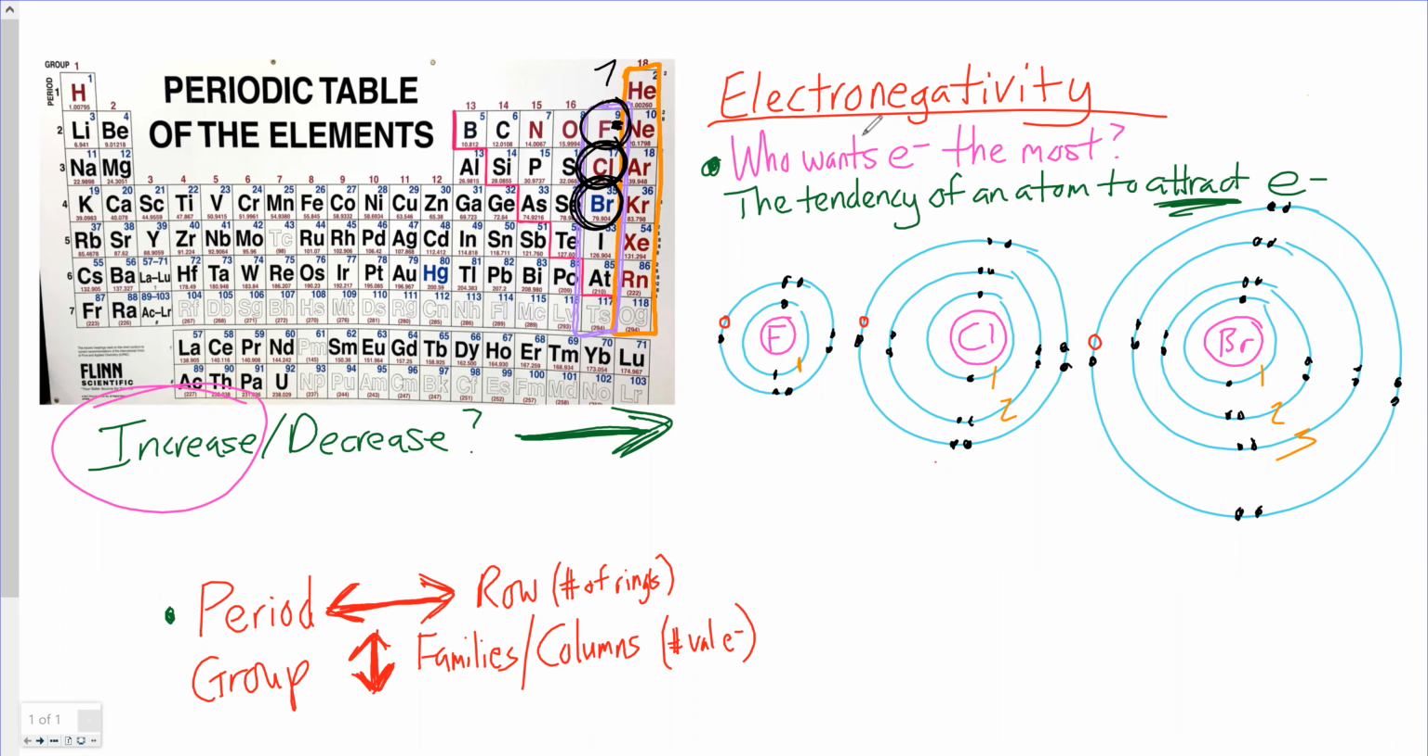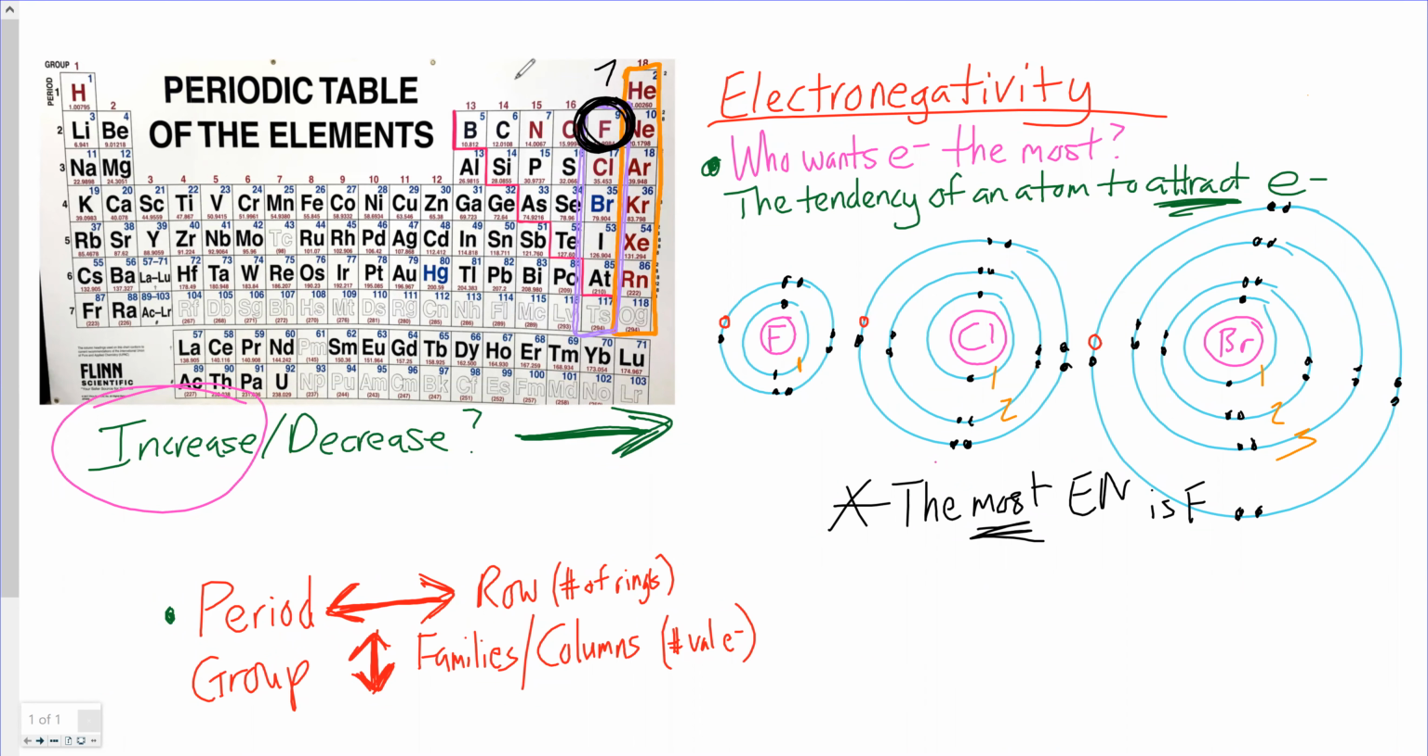No one wants electrons more than fluorine. So here's what you can do to remember that. If you can remember that poor little fluorine right here wants electrons more than anybody else, you can actually remember the trend. The most electronegative is fluorine. So as long as you are moving towards him, or whatever element is closest to him, that's who's going to be the most electronegative.